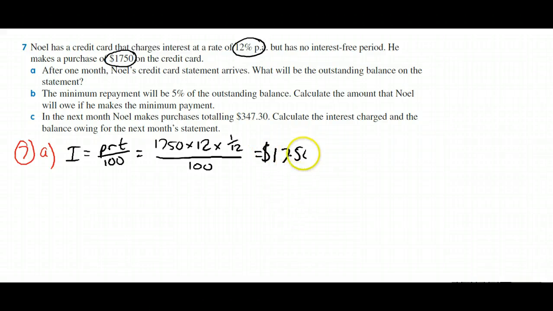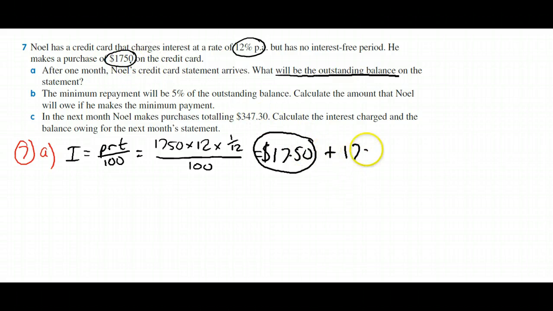Okay, so that's how much interest he's going to get charged, but the question actually asks what will be the outstanding balance on the statement. So this is the interest that will get added to his existing debt. So we've got to add his existing debt to that.